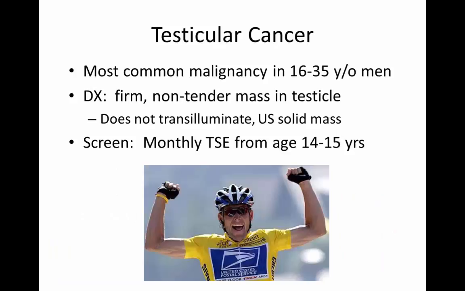Testicular cancer typically develops in one or both testicles in young men, but can occur in older men as well. It is a highly treatable and usually curable type of cancer. Testicular cancer is typically a firm, non-tender mass in the testicle. It does not transilluminate. An ultrasound may be performed to determine if the mass is solid or full of fluid. A cancer tumor is most frequently a solid mass. It is recommended that males start performing monthly testicular self-examinations, or TSEs, starting around age 14 or 15.